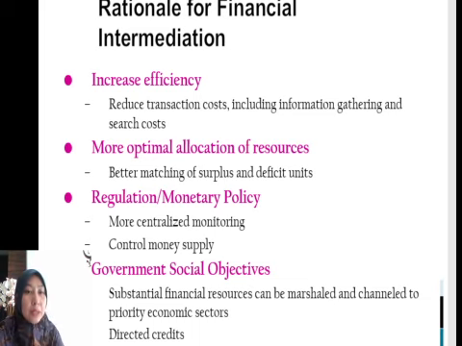Okay, and then more optimal allocations of resources, better matching of surplus and deficit unit, because among us we don't know what your needs are and what others' needs are, because in this world we have billions of people. So how do these people meet each other in order to fulfill their needs?